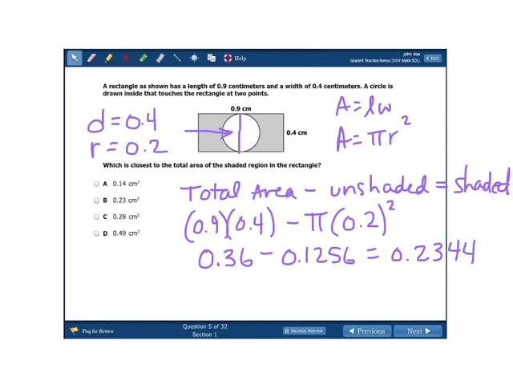Meaning the one with the closest answer is going to be B, 0.23. So find the total area, subtract the unshaded area, and that's what we got. Notice that we needed to write it out, including formulas, to get it right.